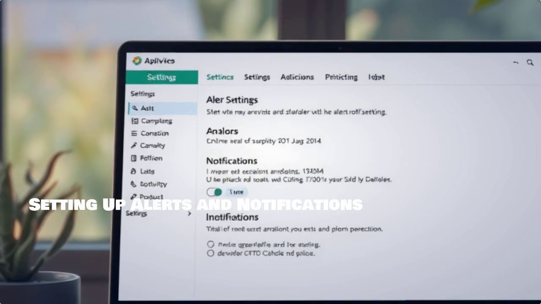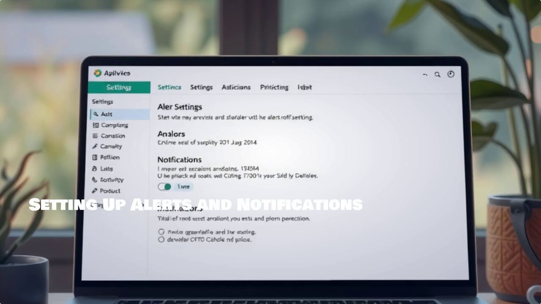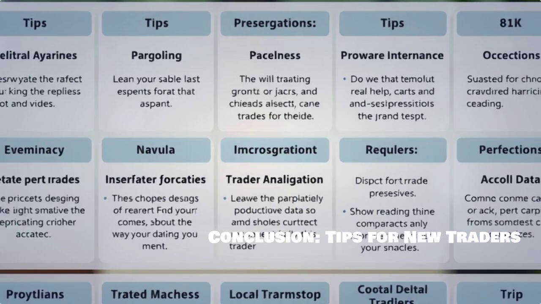Stay informed in real time by setting up alerts and notifications that work best for your trading style. As we conclude, here are some valuable tips for new traders along with resources for further learning.